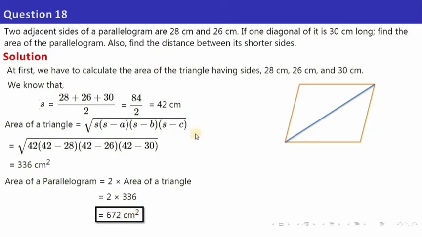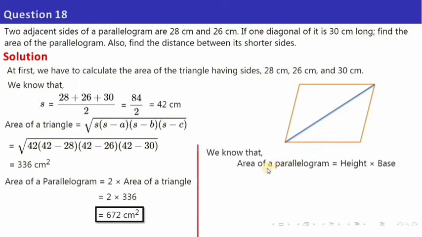So this is the area of the parallelogram, right? Now the second part of the question is asking you to find the distance between its shorter sides. See, this one and this one, they are the shorter sides, isn't it? So you have to find the distance between them.